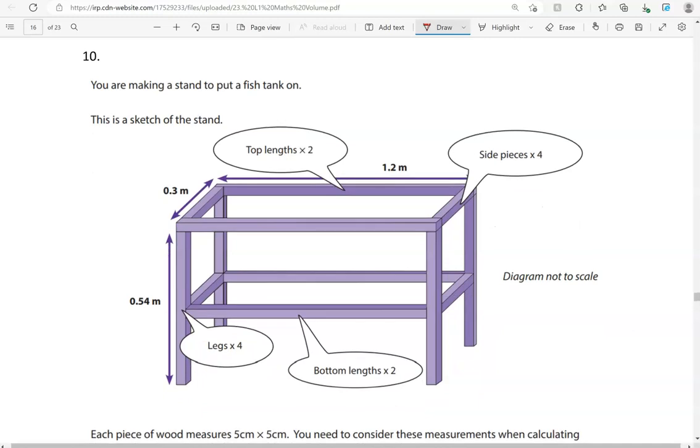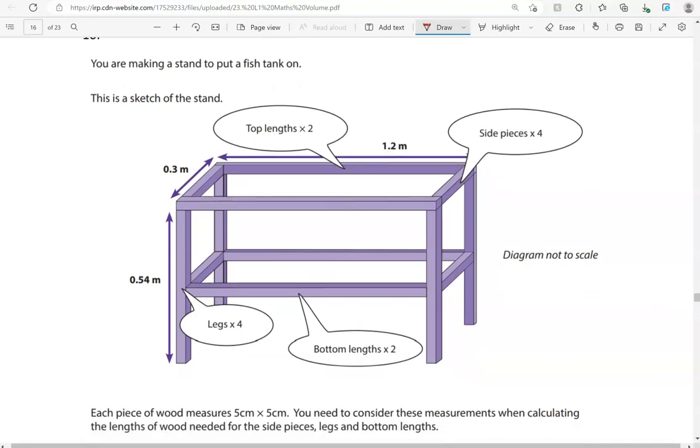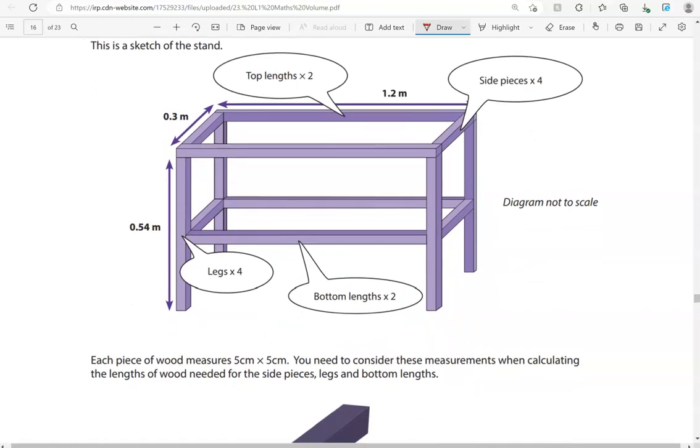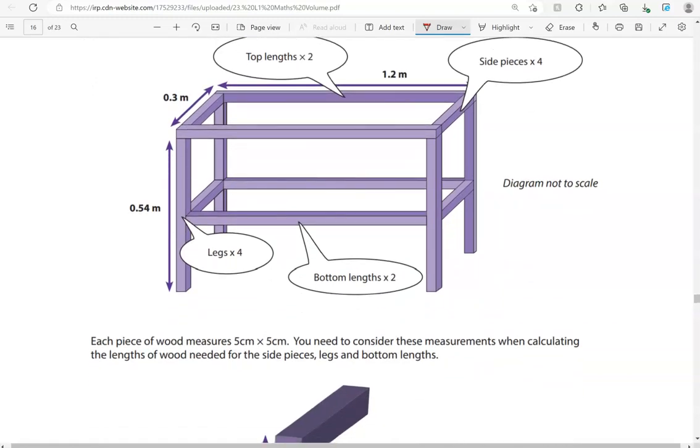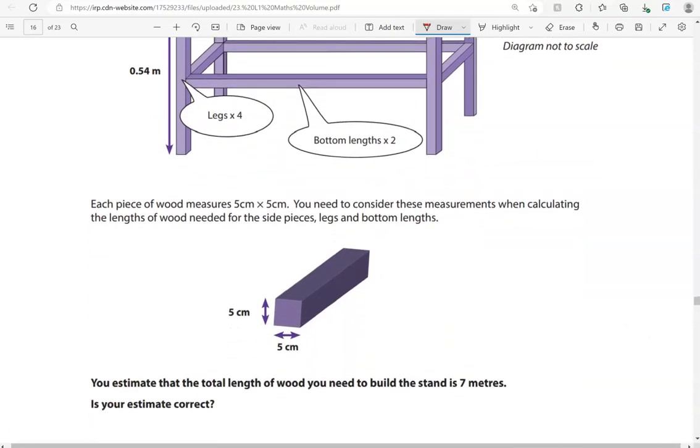You are making a stand to put a fish tank on. This is a sketch of the stand. Each piece of wood measures 5 centimeters by 5 centimeters. You need to consider these measurements when calculating the lengths of wood needed for the side pieces, legs and bottom lengths. You estimate that the total length of wood you need to build the stand is 7 meters. Is your estimate correct?